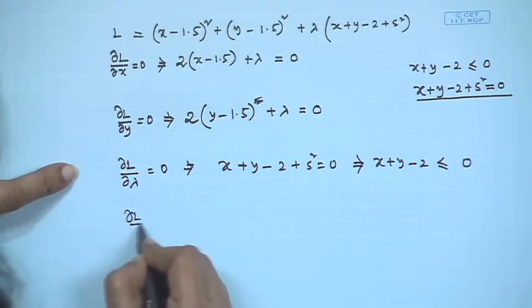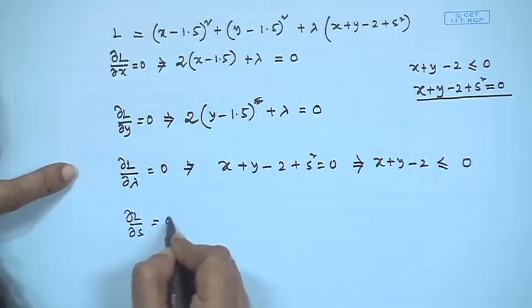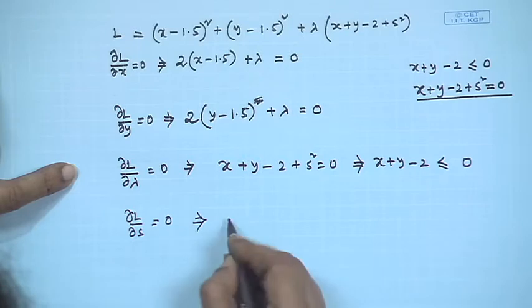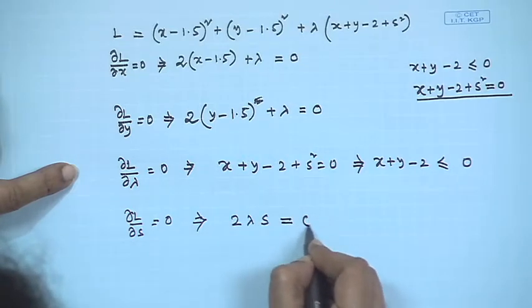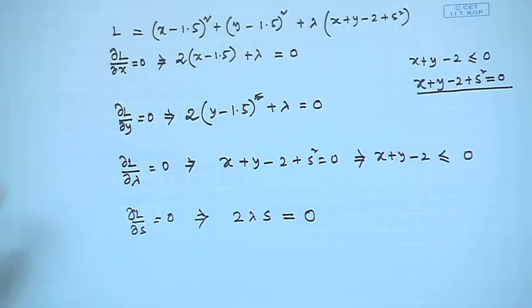What else will we get? We will get del L by del s is equal to 0. From here, we can get 2 lambda s is equal to 0. These are all the conditions given to us. All right.